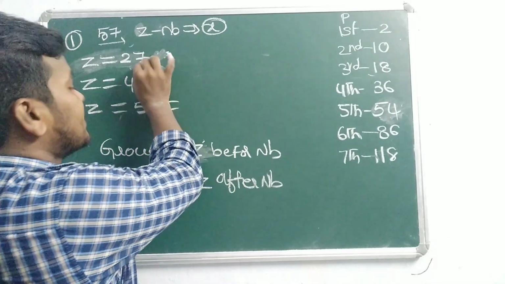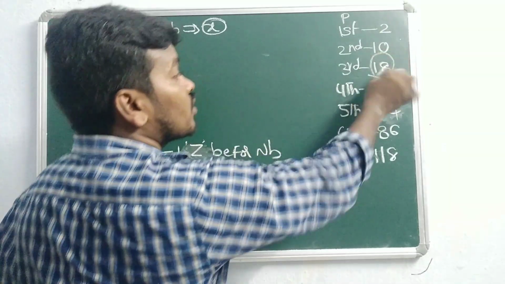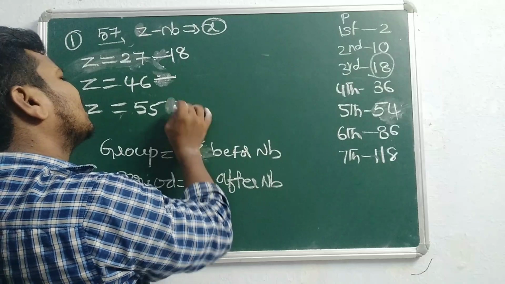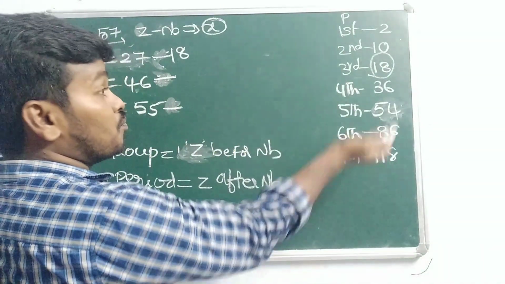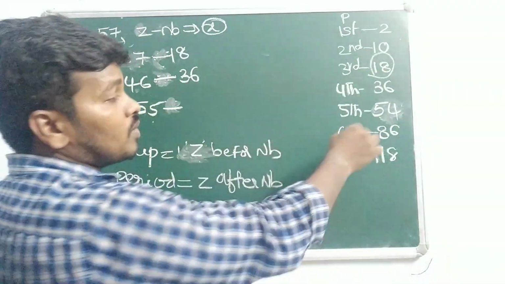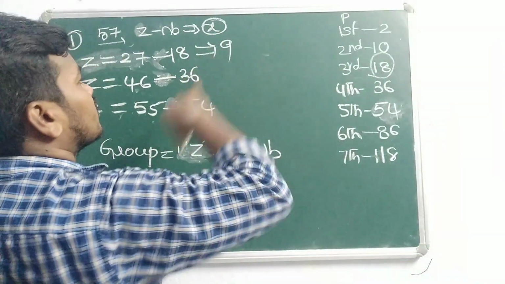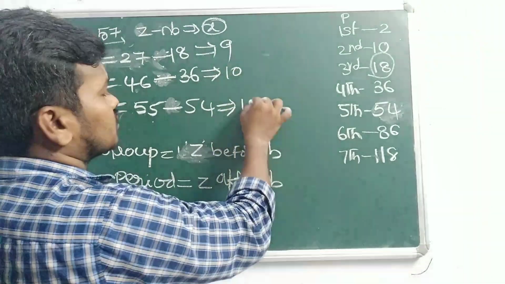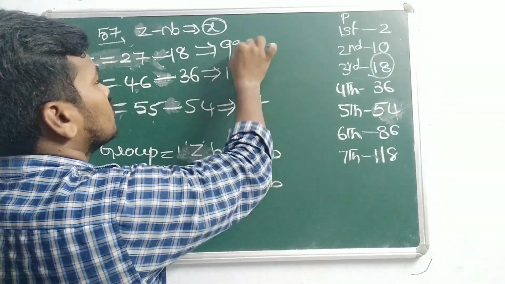Now you can see 27 is there. What is the noble gas before 27? It is 18. Just subtract that noble gas atomic number, and you will get the group number. For 46, the noble gas before it is 36. For 55, the noble gas before it is 54. So here you get 9, here you get 10, and here you get 1. That means the 9th group, 10th group, and 1st group.